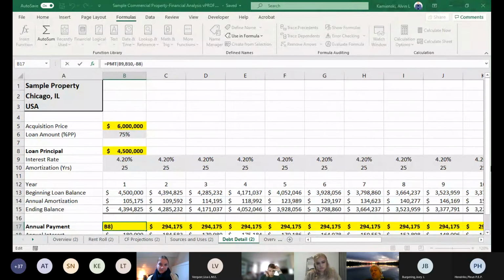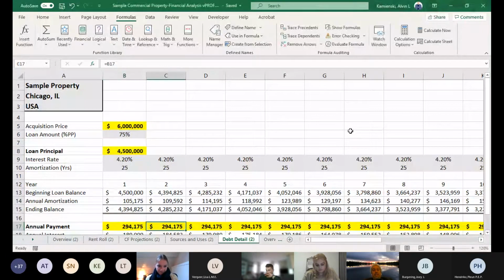So all we're doing here is calculating the constant annuity payment, where at a rate of B9, 4.2% annually, when I have B10, 25 years in which to make this payment, and I borrow negative B8. Why the negative? It's an Excel trick because of the way that Excel thinks. I put a minus sign in front of my loan principal in B8, and that's what helps me to calculate my $294,000 payment.